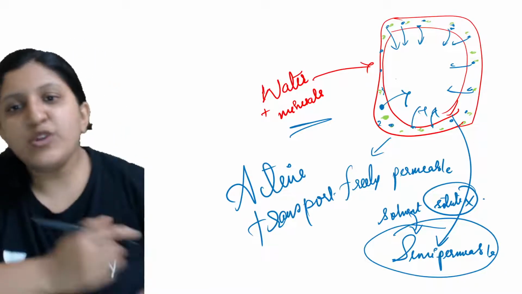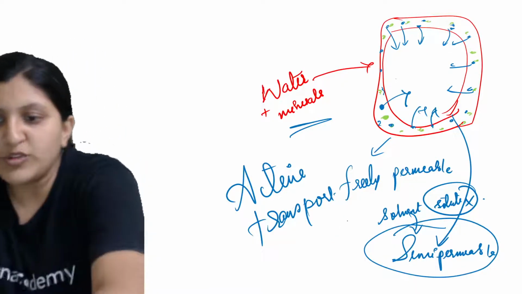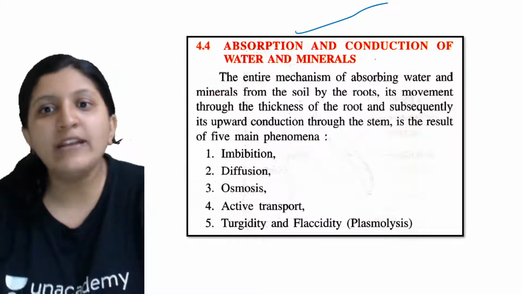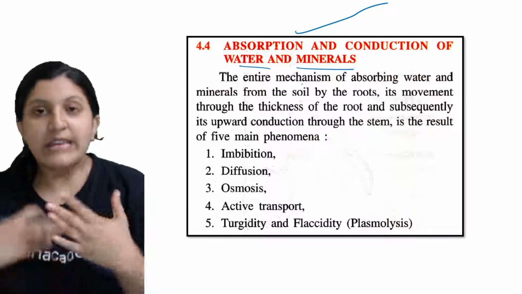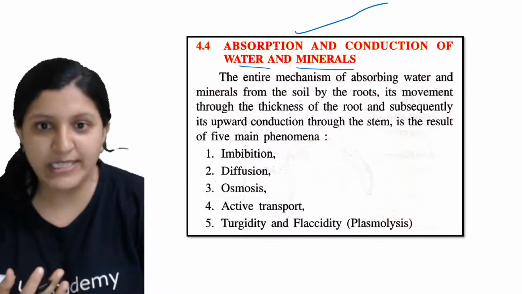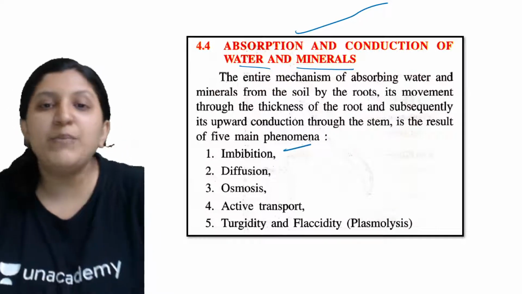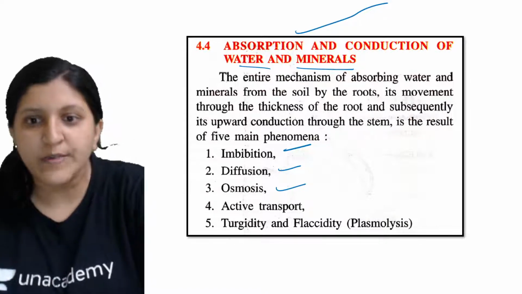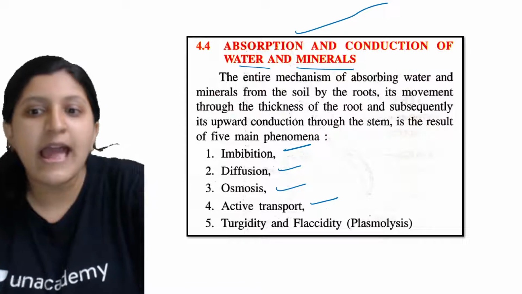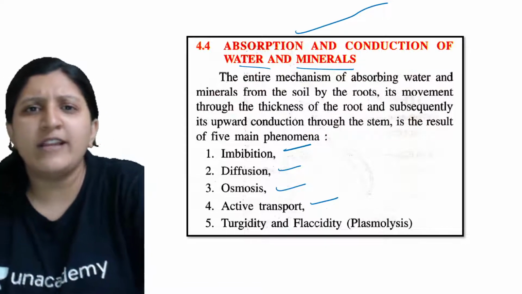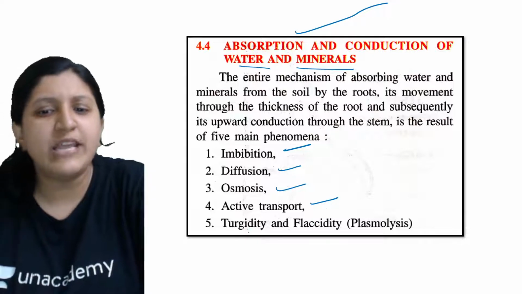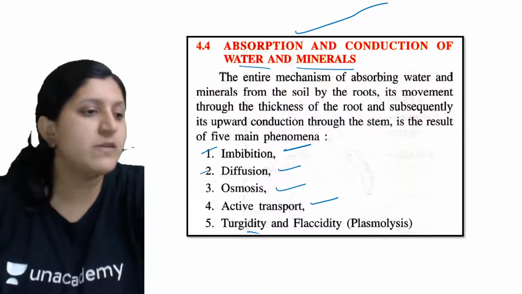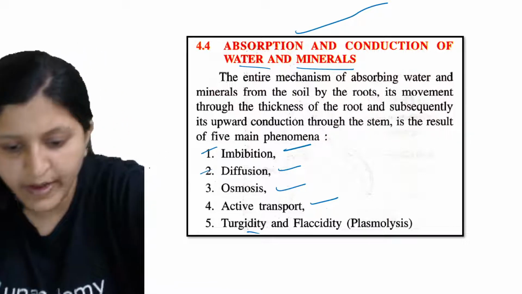So let's see this. There are different processes that we will come across. Let's see each one of these one by one. That is absorption and conduction of water and mineral. Now if water and minerals have to be taken inside, imbibition is a must, diffusion has to occur, osmosis has to occur, active transport has to occur, and there is an alternate, like root pressure. When you study, you will study about turgidity, flaccidity and other things. We'll discuss each of these terms one by one.